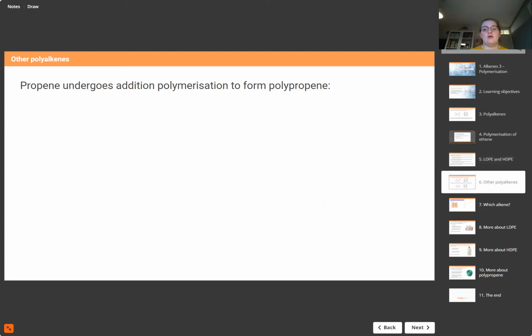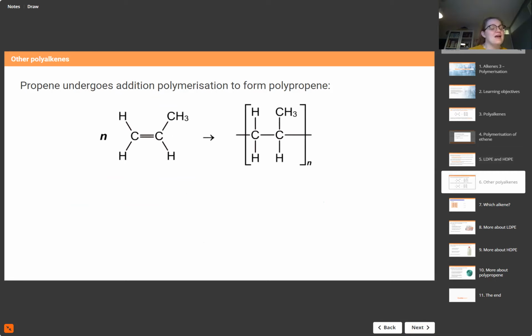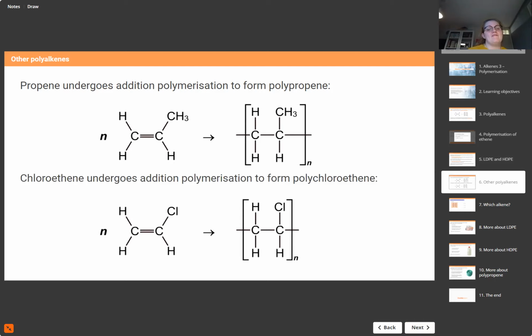So some examples. Before we get to that one, all other polyalkenes. We'll go through the LDPE, HDPE in a minute. So propene can actually undergo addition polymerization to form polypropene. So obviously we can have polyethene and we can have polypropene. Exactly the same, but this time this is what it would look like, because obviously we've got that extra carbon here. We can also have chloroethene, and this undergoes addition polymerization to form polychloroethene. It works exactly the same as that polymerization of ethene. It's just slightly different because they're two different molecules.